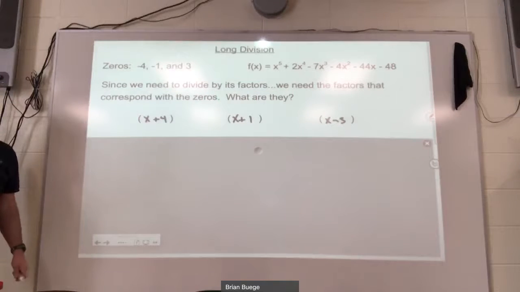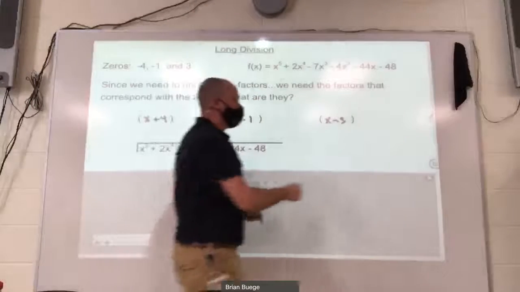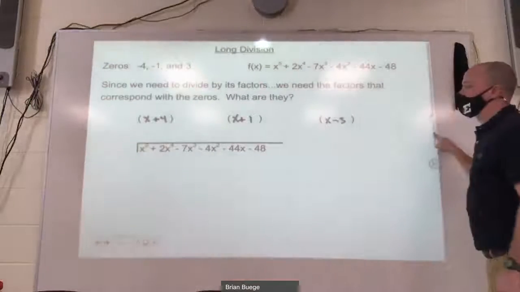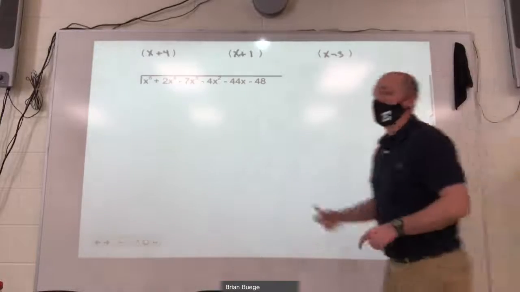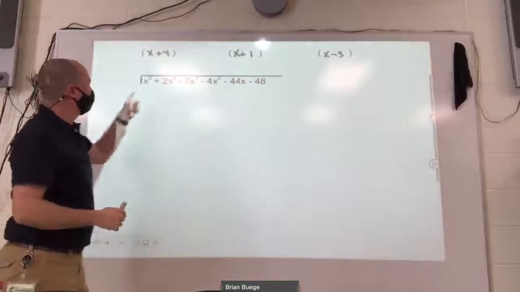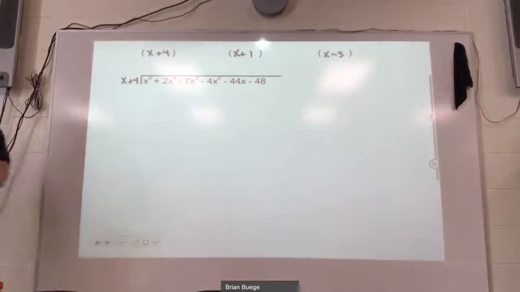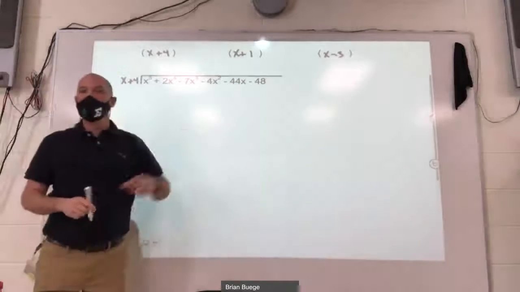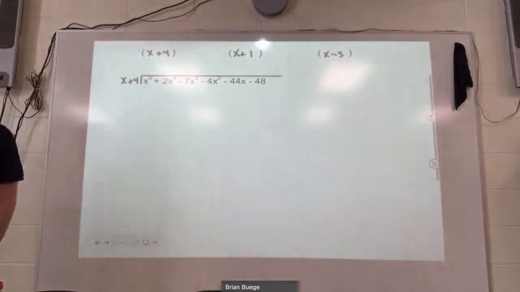Ultimately, we're trying to find that last quadratic factor that's missing. In order to do it, we're going to have to go through the process of long division. I'm going to take the first factor, the x plus 4. Here's the problem. There's your long division over the top. I'm going to divide it by x plus 4. Ironically enough, even though this looks really bad, the process is pretty much the same as the long division you learned in 4th grade.